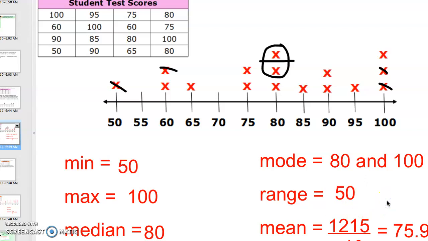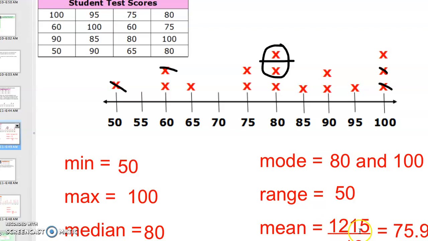I did it ahead of time because it takes a little bit longer to do. You have to add up all your numbers, which I could have done from my line plot if I didn't have the data. 50 plus 60 plus 60 plus 65 plus 75, and so on and so forth. Then I could add up all of my X's, and there are 16 of them.